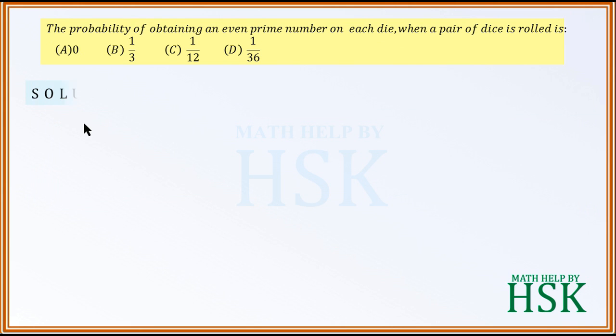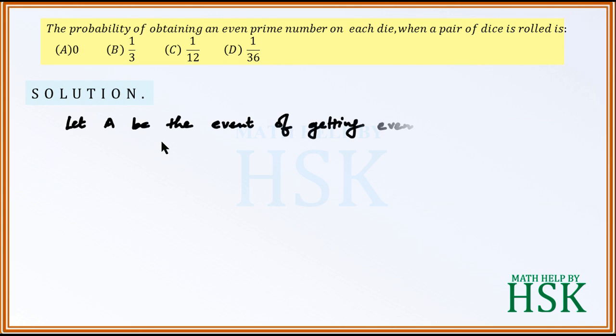So to solve this question, first of all, we assume that let A be the event of getting an even prime number when a die is rolled. And it should be noted here, when a die is rolled, we can get any number from 1, 2, 3 up to 6, and the only number which is an even prime number is 2. So there is only one possibility of getting an even prime number when a die is rolled.